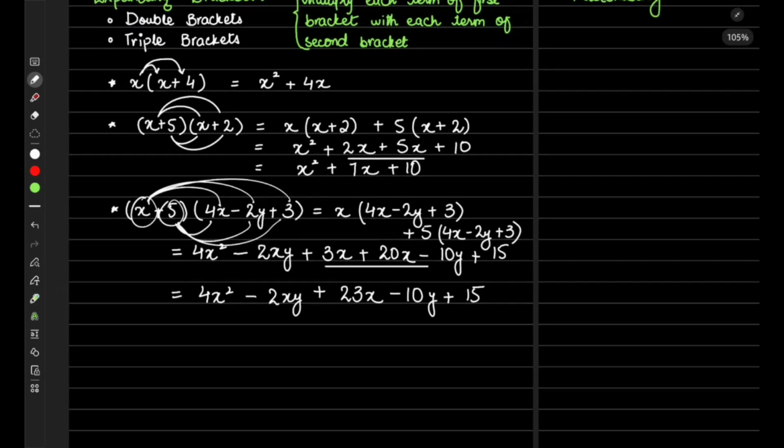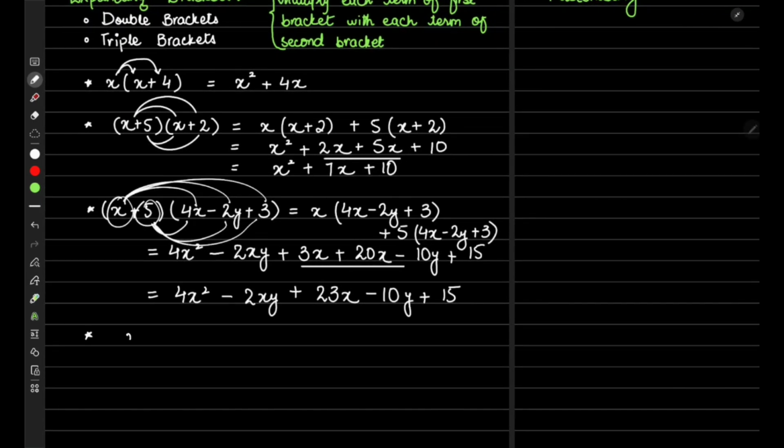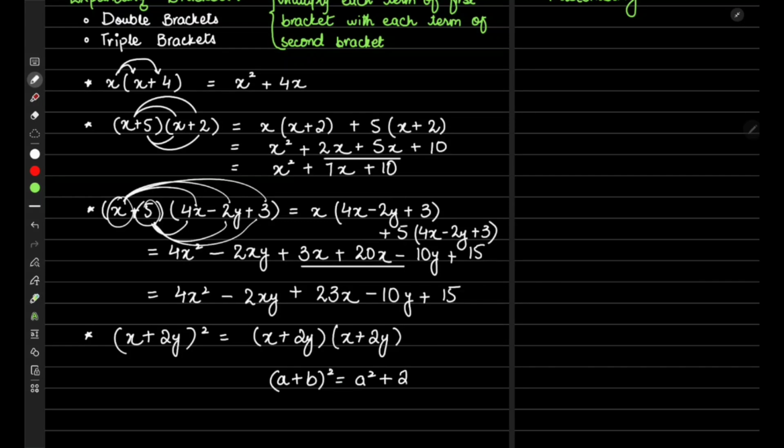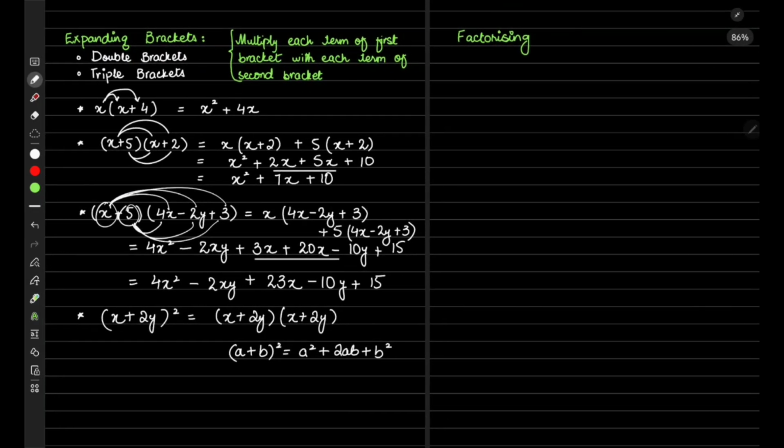Now one more variation in this could be that you will be given x plus 2y whole square. There are two ways of doing this. If you have a complete square, it actually means you have x plus 2y times x plus 2y, and now you can multiply these two brackets, or you can use the identity that we know, that a plus b whole square gives you a square plus 2ab plus b square. So both ways will be correct for expanding this. Now come across the expansion of 3 brackets.